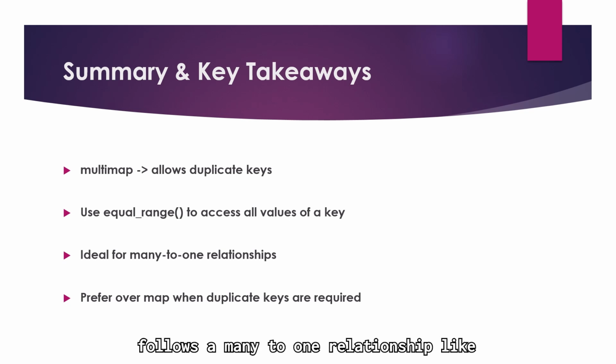Whenever your data follows a one-to-many relationship, like multiple grades per student or multiple events per date, multimap should be your go-to choice. Choosing the right container not only makes your code more efficient, but also more intuitive to read and maintain.